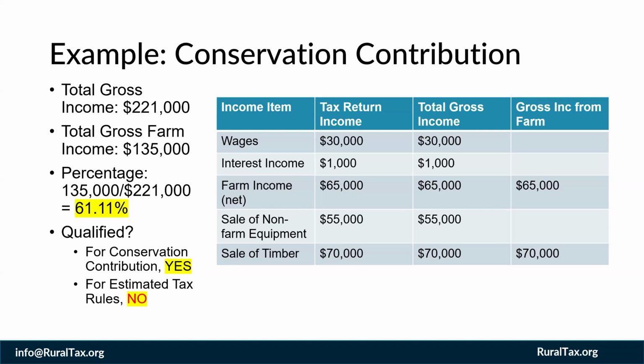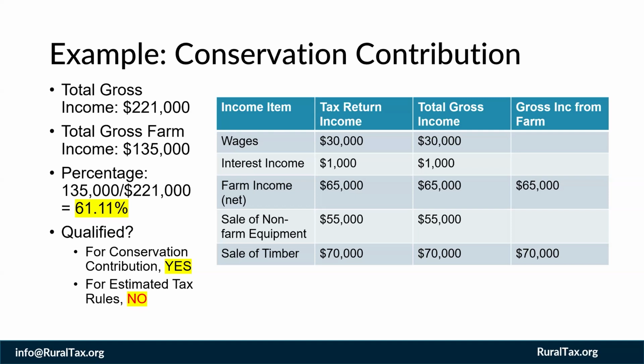So greater than 50%, they qualify as a farmer. They are able to offset 100% of their adjusted gross income with the value of this particular conservation contribution. So that fourth bullet there, they do qualify, as you can see there, for the conservation contribution. That's a yes. But notice that they do not qualify for the estimated tax rules because it's less than 2/3 of the farm income in this particular case. So they would have been required to have made estimated tax payments.